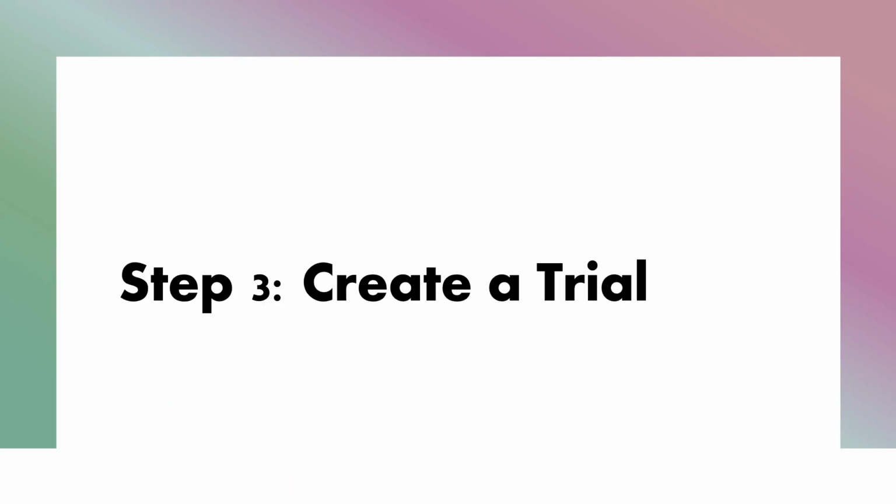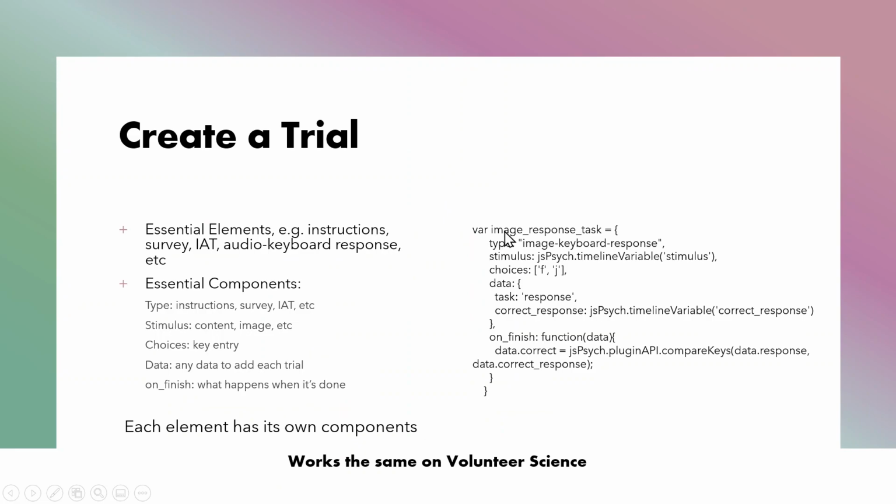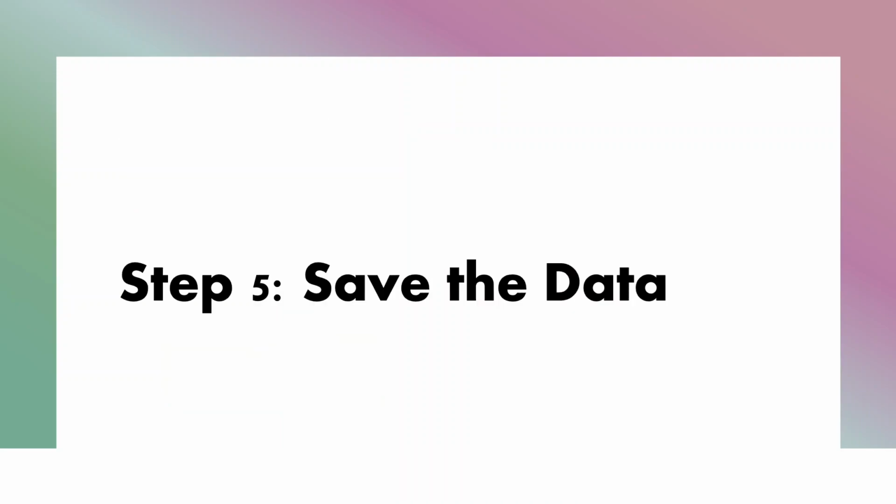Remember, I called this image response task. So you want to reuse those same variable names. Somewhere else I've created a variable called instructions, which is this HTML thing, and a survey as well. And now I'm just putting them in the timeline. This also works the same on Volunteer Science. You don't have to do anything different for Volunteer Science. Create the timeline as normal.